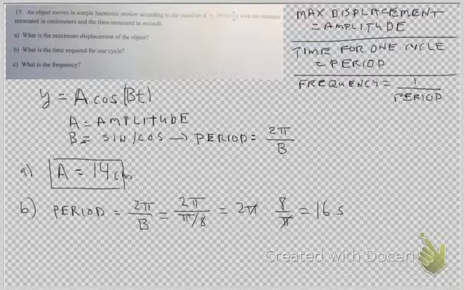The answer for a is 14 centimeters back here. And then for c, the frequency, they're just asking us to flip the period. So 1 over 16, and we'll get 1 over 16 as our number, and that is in hertz, which is cycles per second.